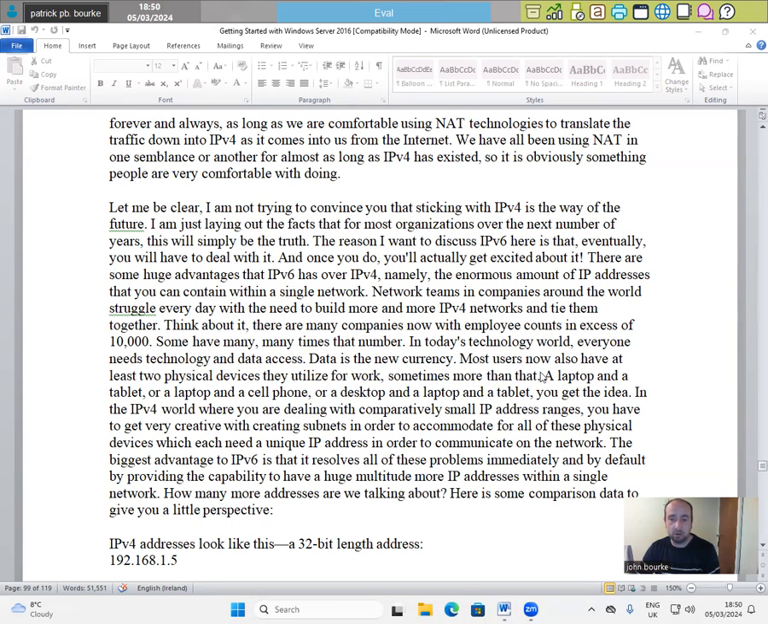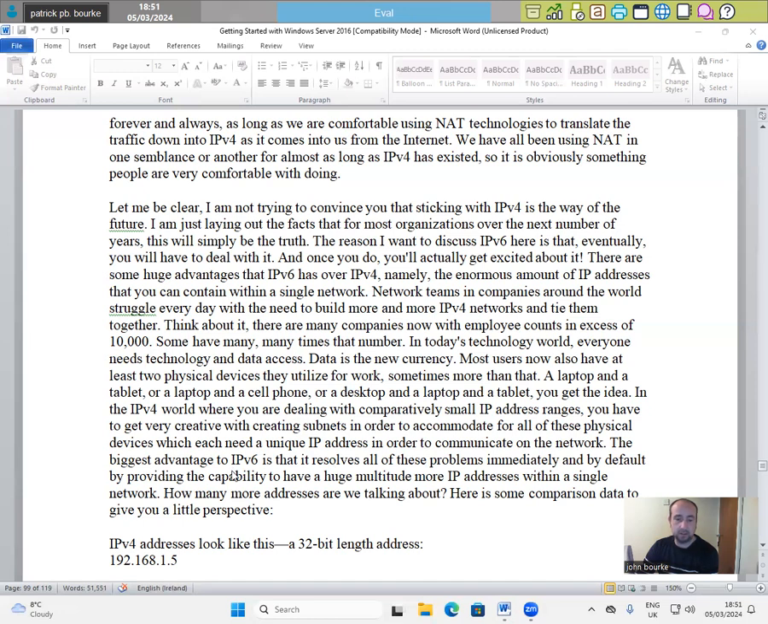Most users now also have at least 2 physical devices they utilize for work, sometimes more than that: a laptop and a tablet, or a laptop and a cell phone, or a desktop and a laptop and a tablet. You get the idea. In the IPv4 world, where you are dealing with comparatively small IP address ranges, you have to get very creative with creating subnets in order to accommodate all of these physical devices, which each need a unique IP address in order to communicate on the network.